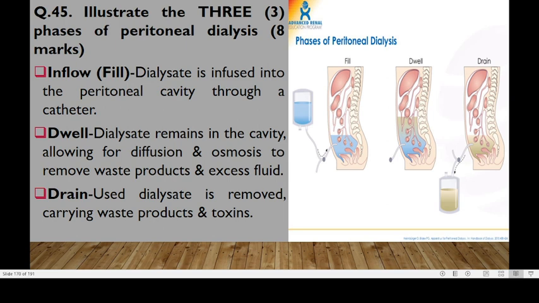You're supposed to illustrate 3 phases of peritoneal dialysis. Peritoneal dialysis has 3 steps. We have the fill stage, that's the first stage, or inflow stage, where the dialysate is infused into the peritoneal cavity through a catheter. Then the dwell phase, where the dialysate remains in the cavity, allowing for diffusion and osmosis to remove waste products and excess fluids. And then lastly, the drain, where the used dialysate is removed, carrying waste products and toxins.